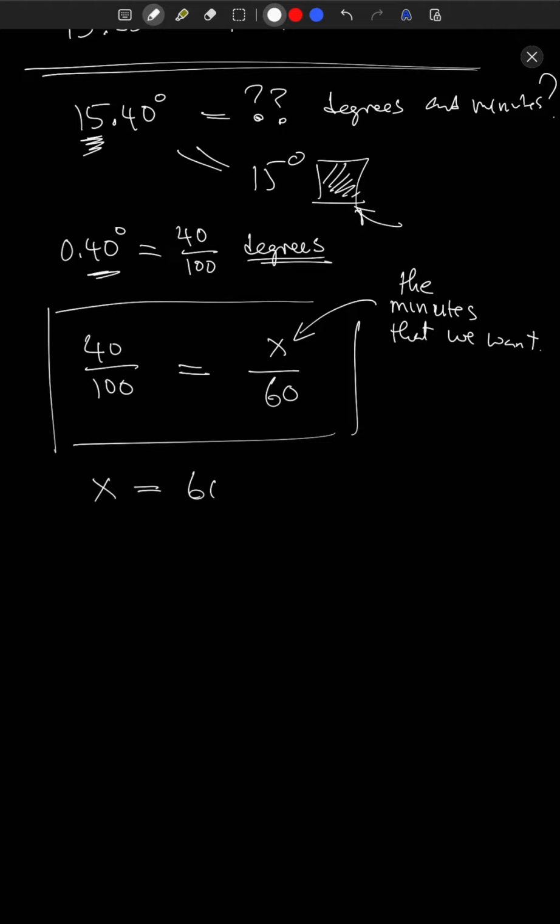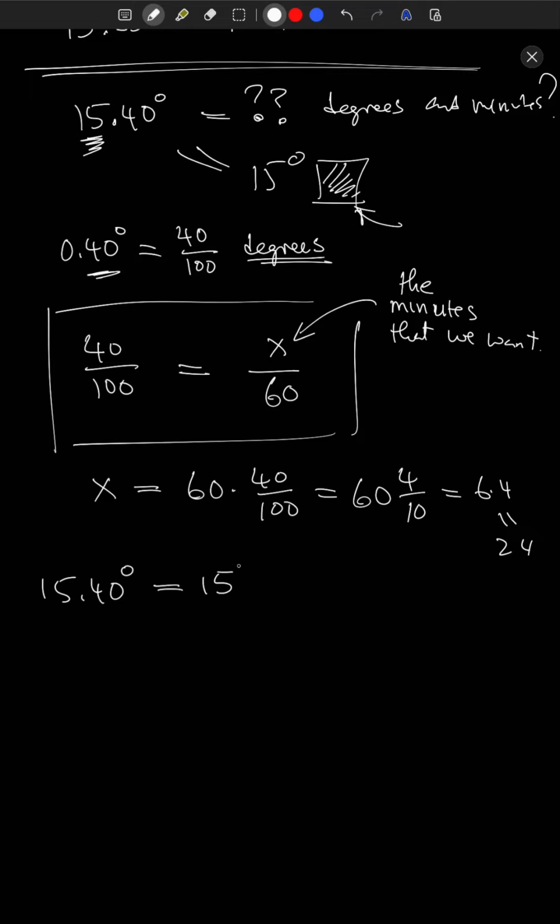x equals 60 times 40 out of 100. And what is that going to be? Let's do this very quickly. 6 times 4 out of 10, 6 and 10 cancel, so 6 times 4 is equal to 24. And so that means 15.40 degrees is equal to 15 degrees and 24 minutes.